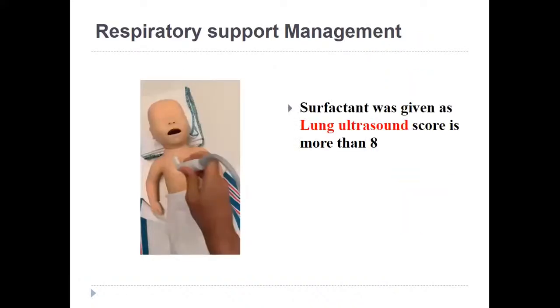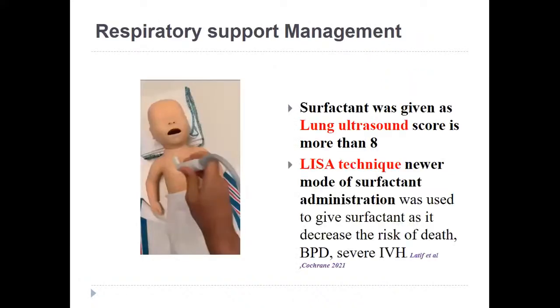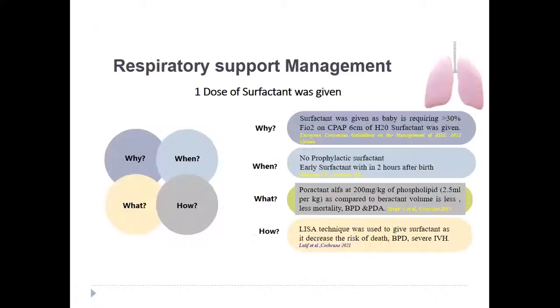So we always try to do the lung ultrasound. If the score is more than 8, we will give surfactant by LISA. LISA is a newer technique of giving surfactant without intubating, using a LISA catheter, because of the decreased chance of mortality, decreased chance of bronchopulmonary dysplasia, and decreased chance of severe intraventricular hemorrhage.